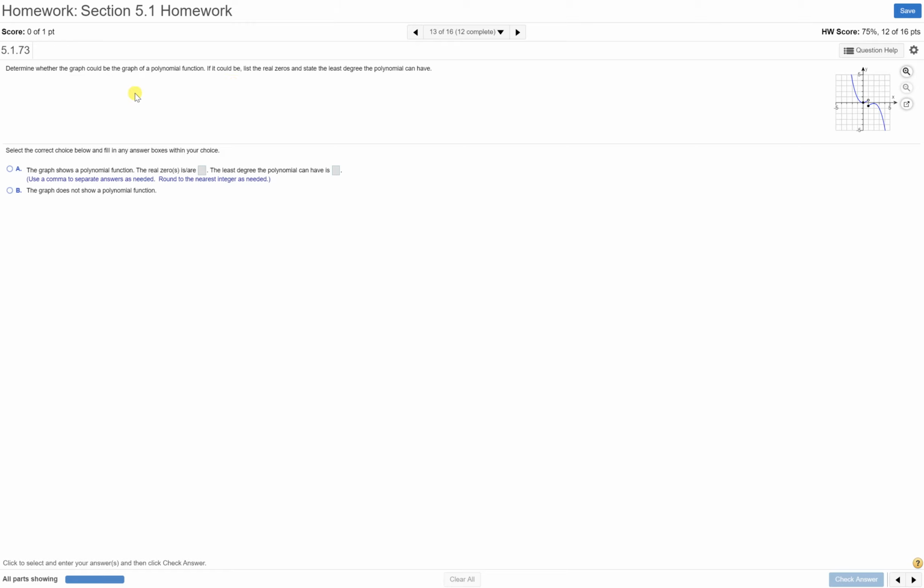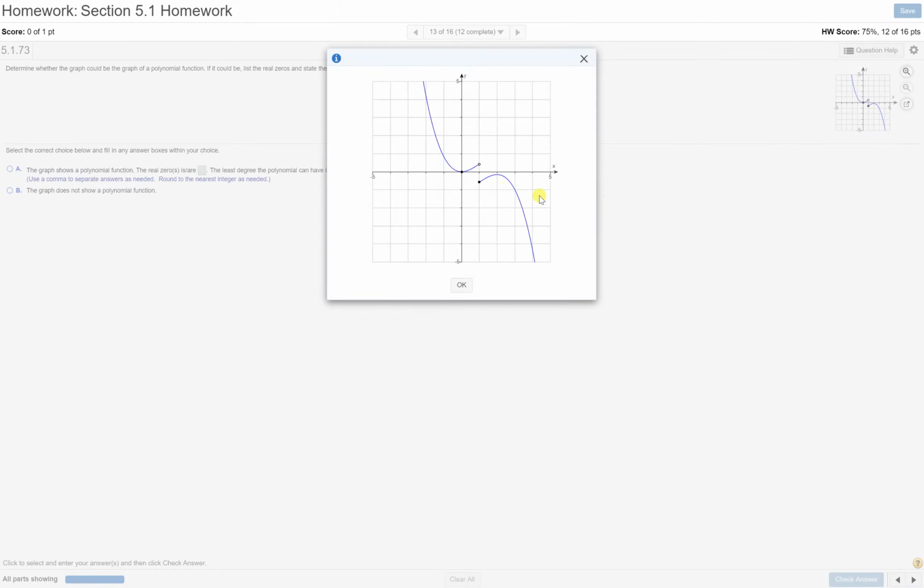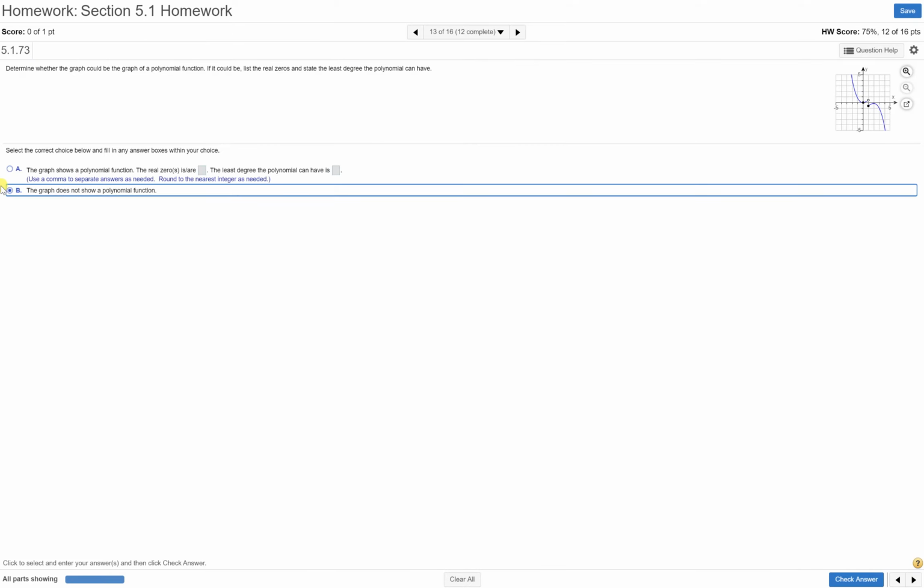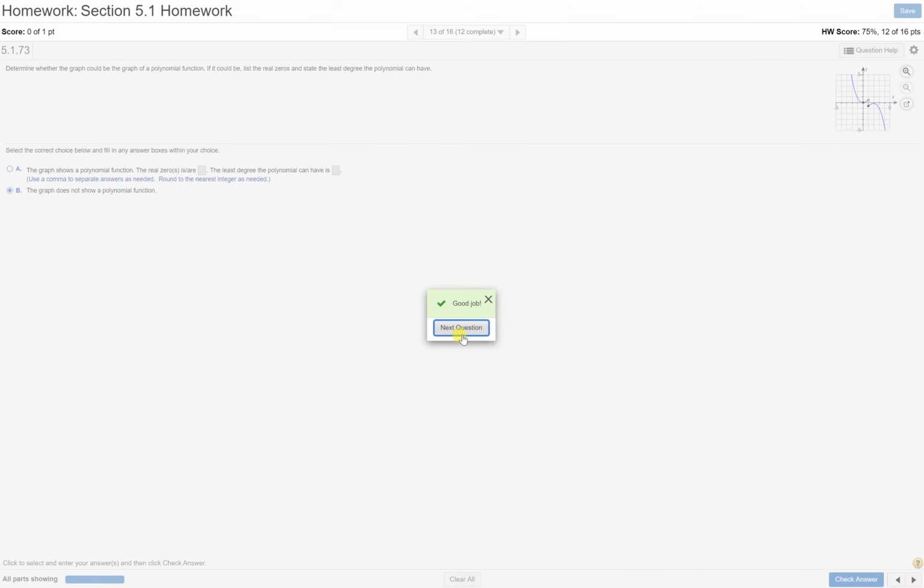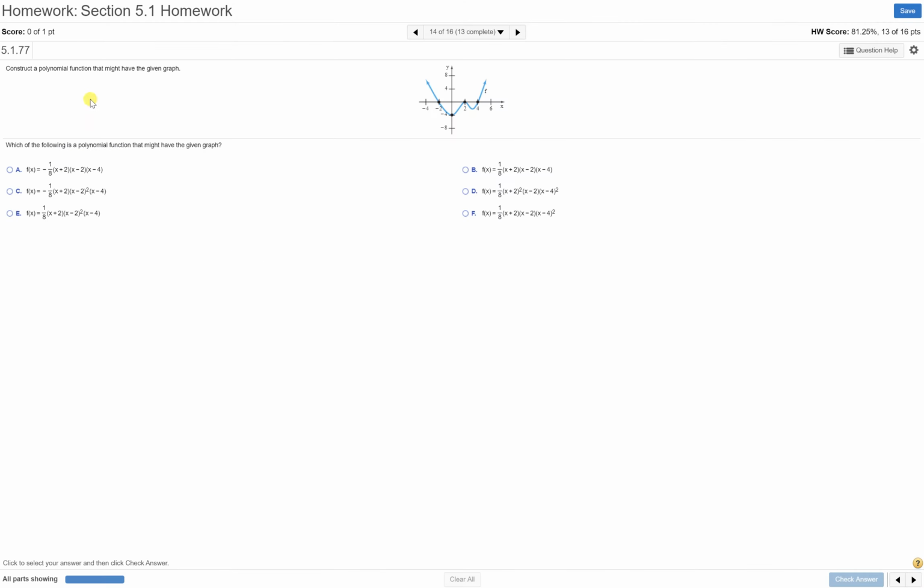This question is asking us to determine whether this picture is a polynomial. You can see a clear break in the graph. Do you guys notice that? This is not possible if this were a polynomial. So this is not a polynomial. So the answer is no. And since it's not a polynomial, we can move on.